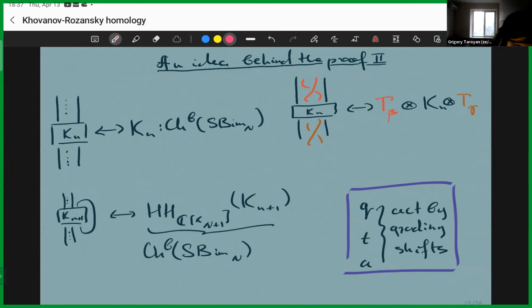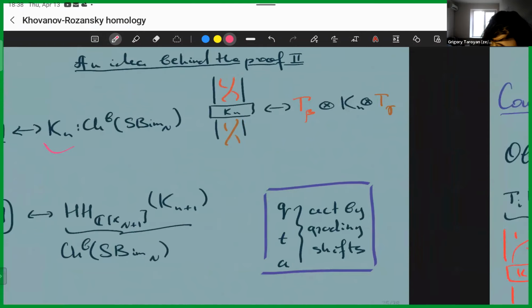For now, let me just clarify some notation. A picture like this denotes a complex in a bounded complex of circular bimodules. A picture like this, where we close one strand, means that we take a Hochschild homology with respect to a ring that is generated by this one variable that corresponds to this strand. And finally, when we put things on top and at the bottom of a complex, it means that we tensor either from the left or from the right. So the color corresponds to the appropriate tensoring. And as I said, the variables act by gradient shifts.